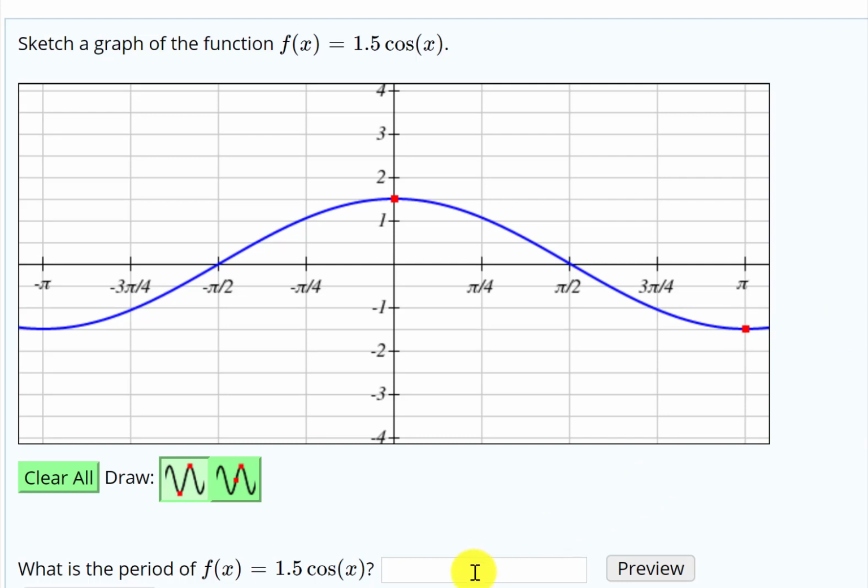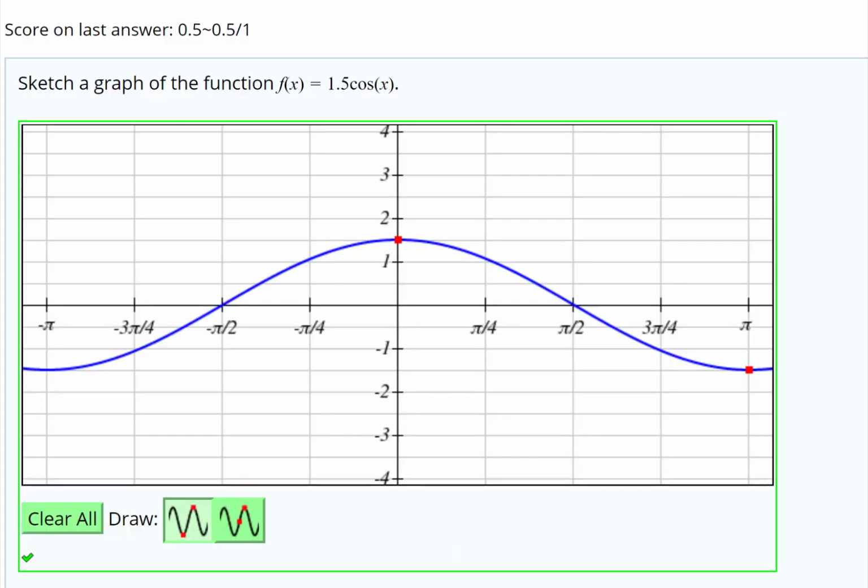Don't forget that down at the bottom here you need to put the period in as well. So I'll click there, and I'll go ahead and type in my 2 pi for the period, and then I can submit it, and there you go.